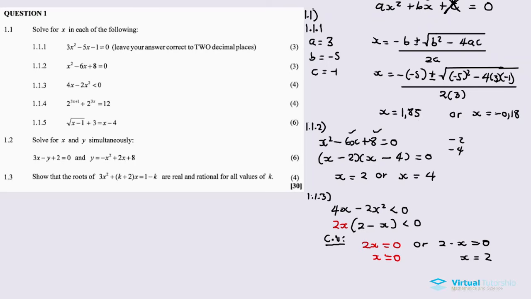Okay, for a quadratic inequality, there are about 3 methods for simplifying. There's a table method, a number line method, as well as a graphical method. But I will use the number line method for today's lesson. So this is the number line. On your number line, you just plot your critical values: x equal to 0, here is 0, and x equal to 2, here is 2.